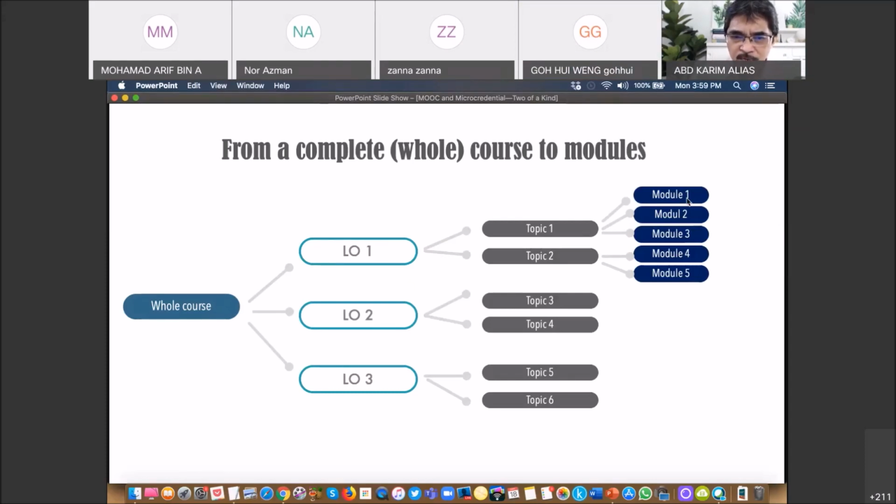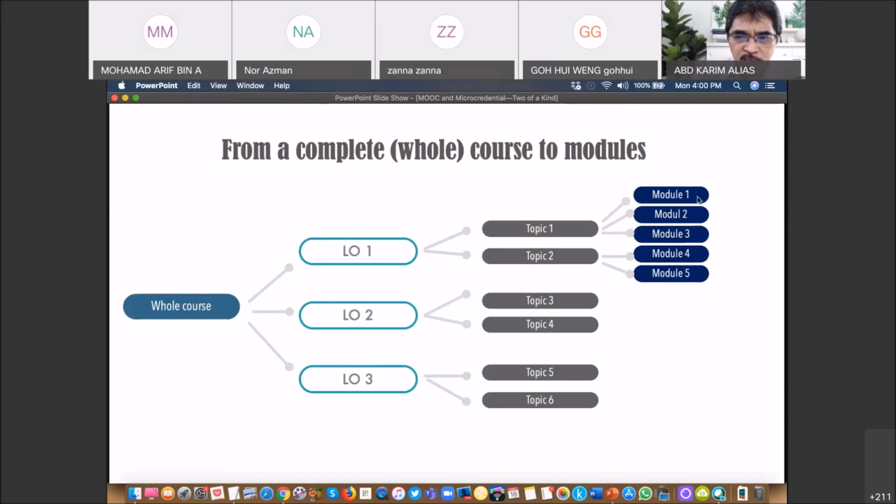But the basic idea is that in micro-credential, the term micro signifies the small module that we have broken down to the smallest unit. Each one of these can be one module on its own, and will appear as one module on our learning platform. So from one whole course, depending on the size of the topic, you can end up with a big number of modules. It can be 20, 40, 50 modules.